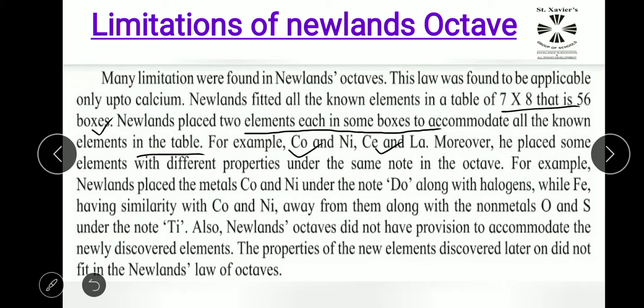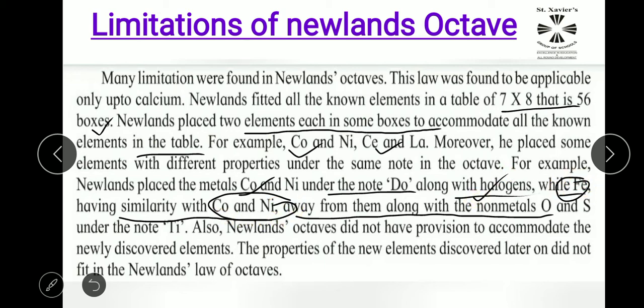Moreover, he placed some elements with different properties under the same note in the octave. For example, Newlands placed cobalt, Co, and nickel under the note 'do' along with the halogens, while iron, having similarity with cobalt and nickel, was kept away from them, along with the non-metals. So here cobalt and nickel, which are metals, were kept with the halogens, and iron, having the same property, was kept with the non-metals, oxygen and sulphur. So non-metals are kept with metals, and metals are kept with halogens.